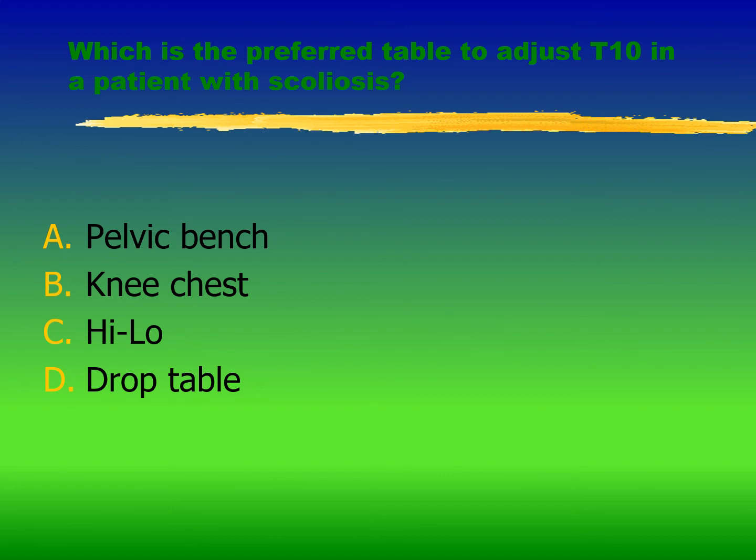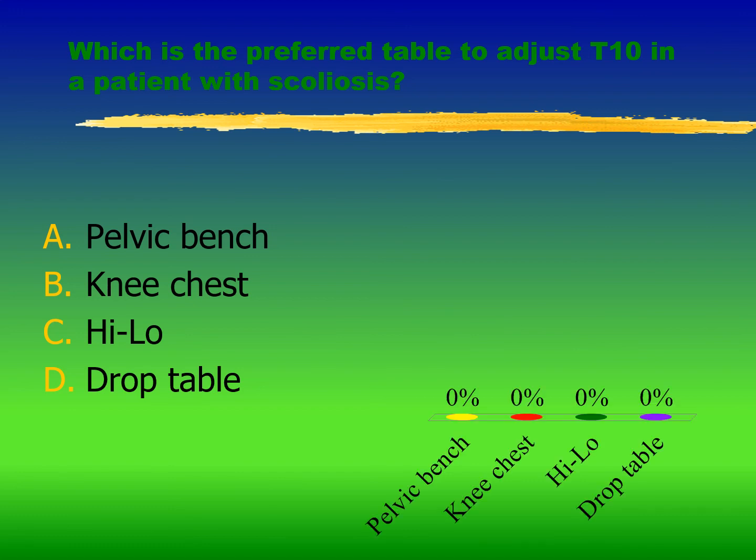Well, the actual answer on this one is the high-low table, because, as I mentioned earlier, and you should remember from your knee chest class, your do's and don'ts for indications and contraindications for the knee chest table are that we do not put the scoliosis patient on the knee chest table because they're not as stable as we'd like them to be, because of the lines of correction and their ability to stay stable on the table. So this is definitely a high-low table adjustment.